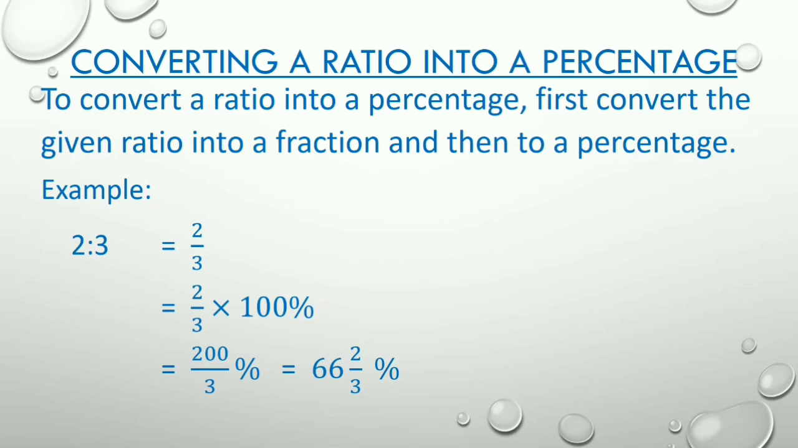That ratio 2:3 should be written as 2 by 3 in the form of a fraction at first, and then multiplied by 100, and then we put the percent sign. So it is 2 by 3 into 100%. That means 200 divided by 3%. Now in the form of a mixed fraction, it can be written as 66 whole 2 by 3%.